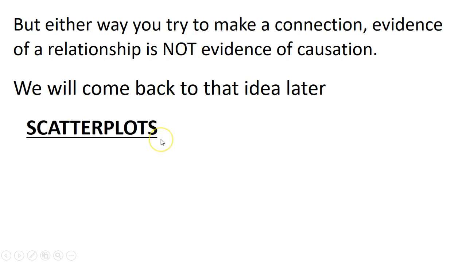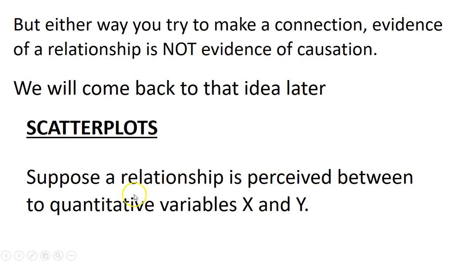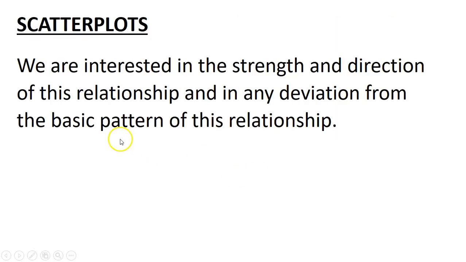So let's start taking a look at scatterplots. Suppose a relationship is perceived between two quantitative variables, x and y. So we're interested in the strength and direction of this relationship, right? And in any deviation from the basic pattern of this relationship. So I want to know, are all the points pretty close, almost practically in a straight line? Are they going up? Are they going down, right? I want to know what's happening with them.